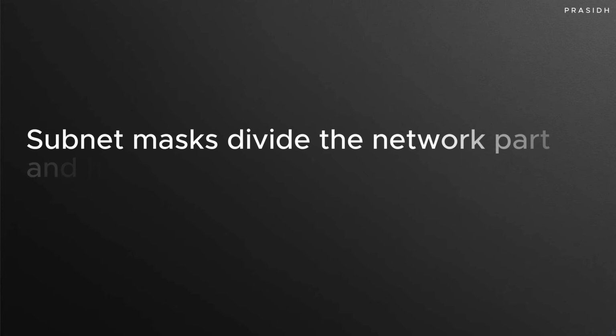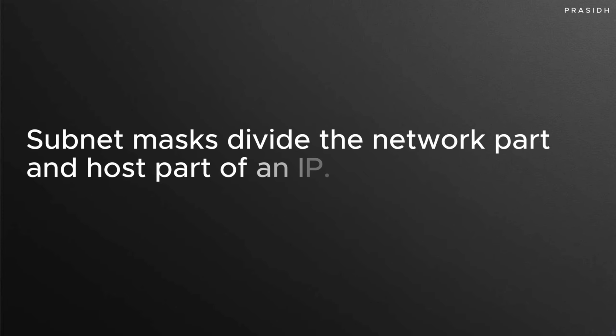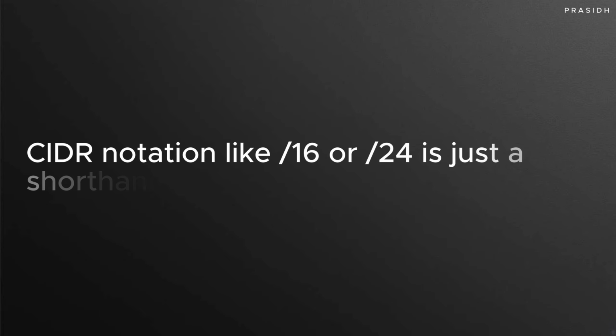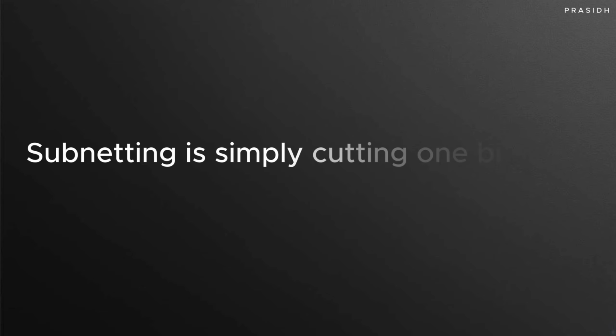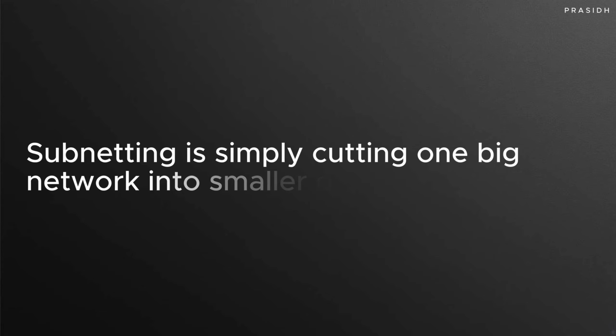So to wrap it up, a subnet mask divides the network part and the host part of an IP. CIDR notation like /16 or /24 is just a shorthand for that. Subnetting is just cutting one big network into smaller ones. And once you get this idea, you will never look at those scary subnet numbers the same way again.